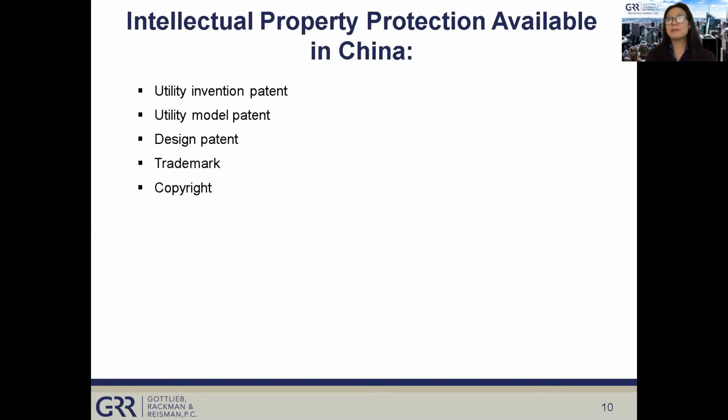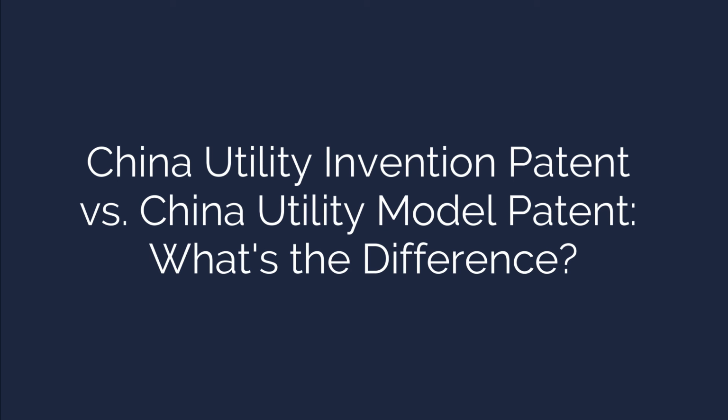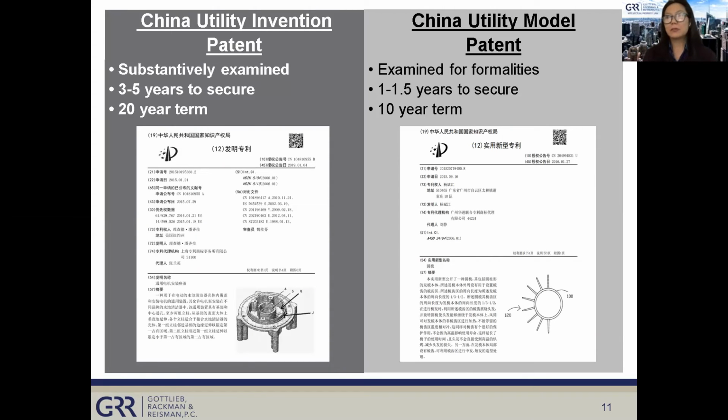IP protections available in China include utility invention patent, utility model patent, design patent, trademark, and copyrights. Compared to the US, we don't have the utility model patent. China has it, and a few other foreign countries do. A China utility invention patent is similar to a US utility patent, which is substantively examined.